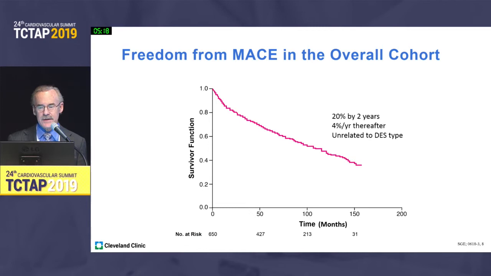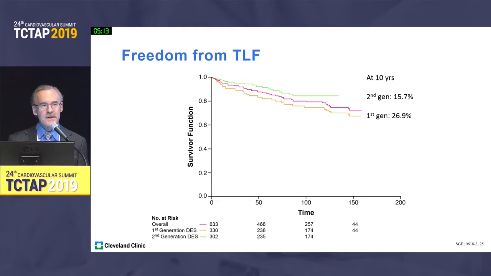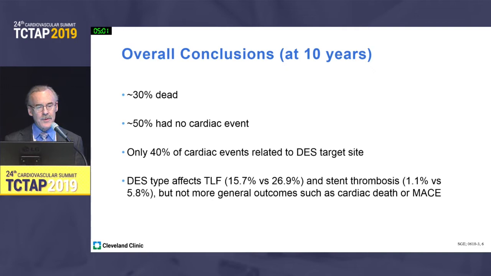Where we did see differences was freedom from target lesion failure at 10 years, second-generation stents 16%, first-generation stents 27%, and this indeed was statistically different. So the overall conclusions for the largest group: 30% of patients were dead at 10 years, about half of patients had no cardiac events, only 40% of the cardiac events were related to the DES target site, and the DES type affected principally things like target lesion failure and stent thrombosis and had less impact on the more general outcomes such as cardiac death or MACE.